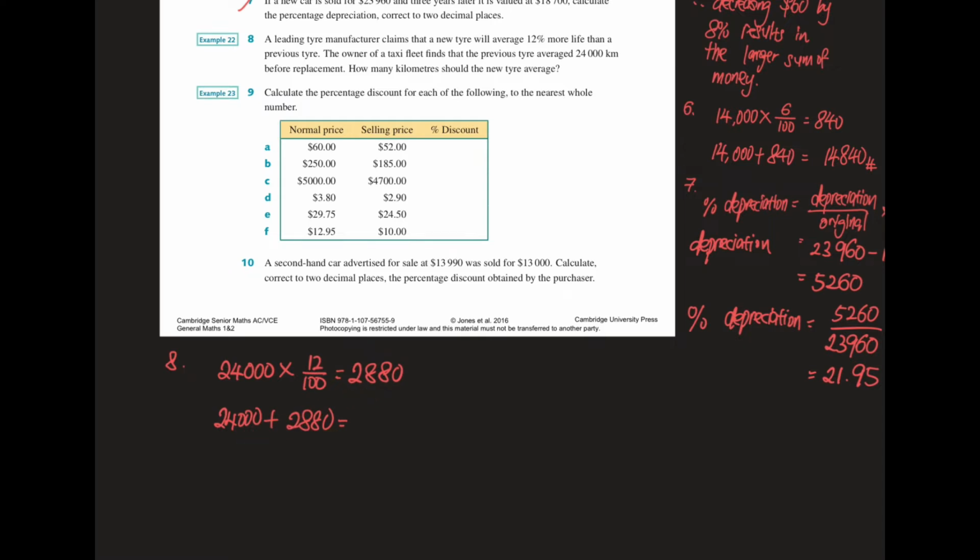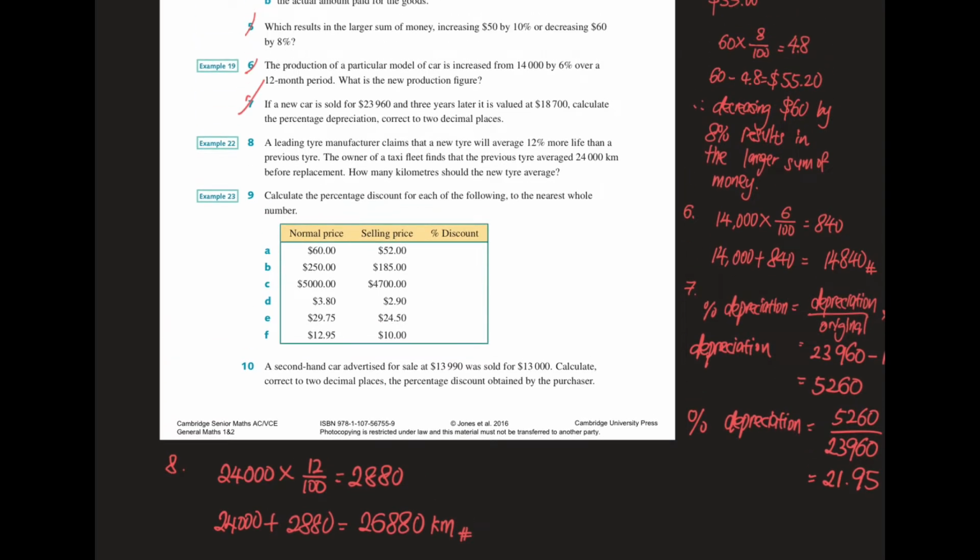So then you just get 26,880. Yeah, okay. So that is the answer. The lifespan of the tire increases from 24,000 to 26,000 something. Okay, so we have done this.